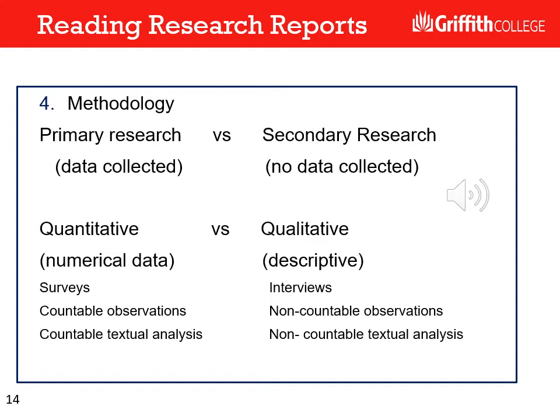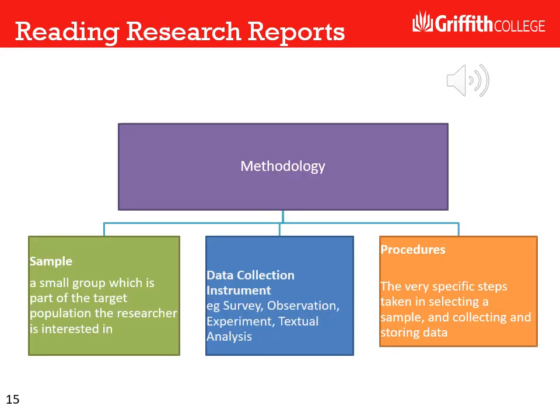It's very important when you look at a piece of research to understand whether it's primary or secondary, quantitative or qualitative. If you don't understand that, then wow, you really haven't got a grip on that research paper. So these are the first things you should identify in a paper. And you'll see this in the methodology. The methodology will generally address what the sample is, what the data collection instrument is, and what procedures in detail are followed.